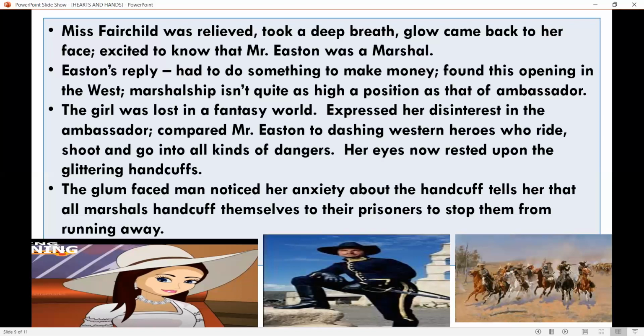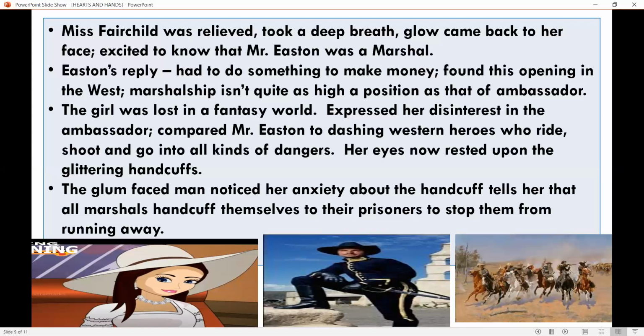Now, let's move on. "The girl's eyes, fascinated, went back, widening a little, to rest upon the glittering handcuffs." Suddenly, the girl's eyes fell on the handcuff again. She's just having her own imagination. But the glum faced man observed this. That's why he tells, "Don't you worry about them, miss," said the other man. "All marshals handcuff themselves to their prisoners to keep them from getting away. Mr. Easton knows his business."